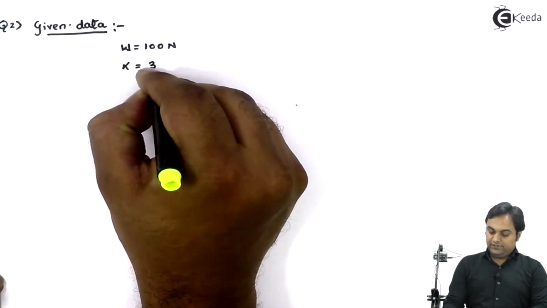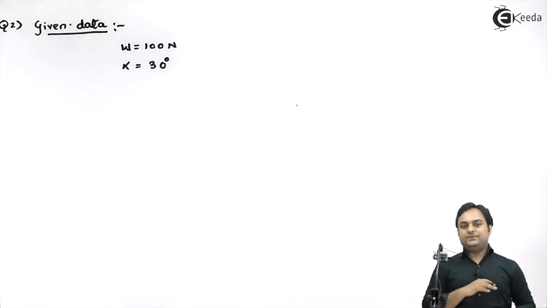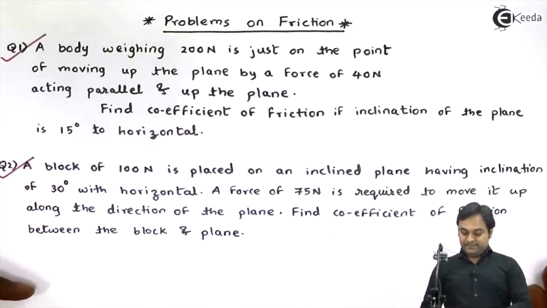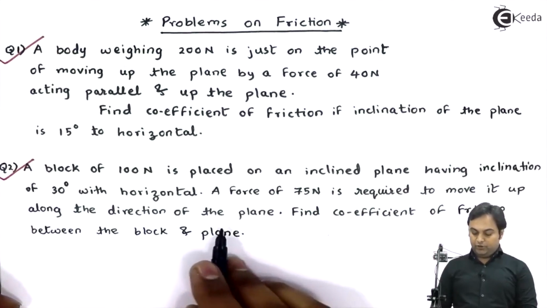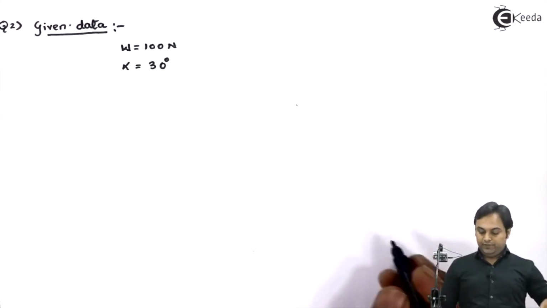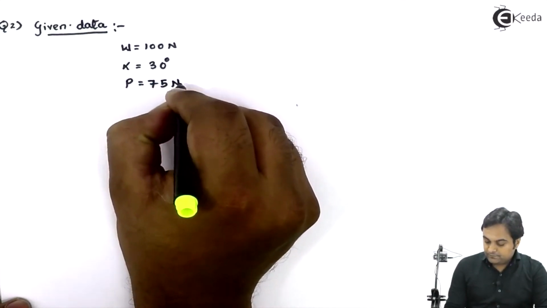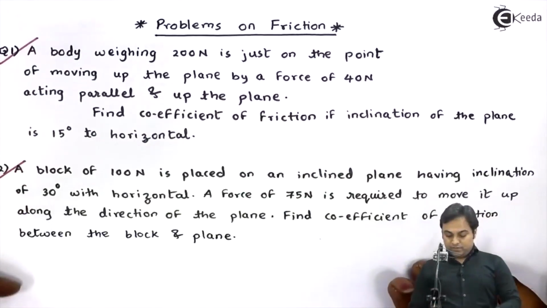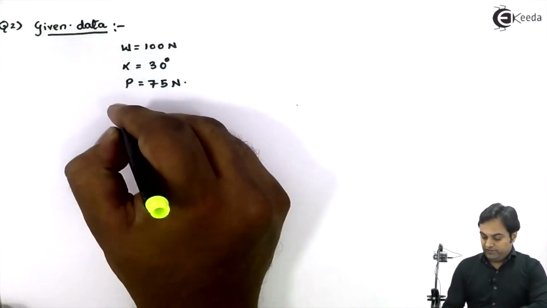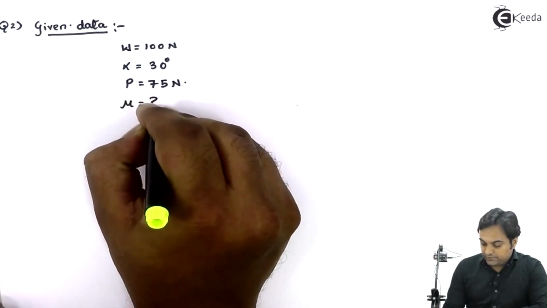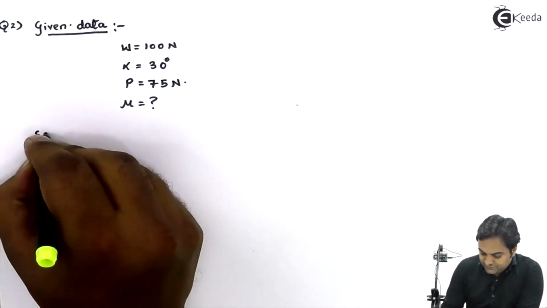Alpha is equal to 30 degree, that is also called as angle of repose, that is the angle of an inclined plane with respect to horizontal. Next, a force of 75 Newton is required to move it up along the direction of the plane, that is the applied load. P is equal to 75 Newton. Next, they are saying that find coefficient of friction between the block and the plane. So we have to calculate what is mu here. So now let us start solving this question.